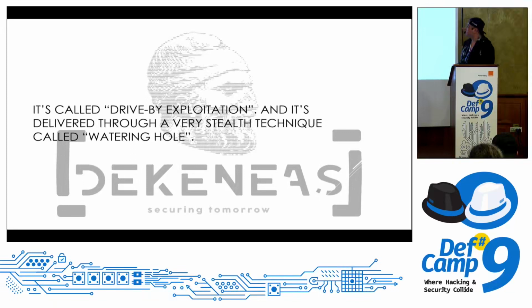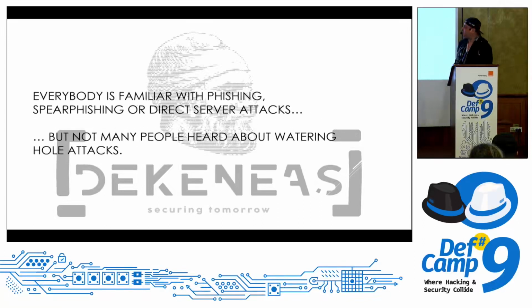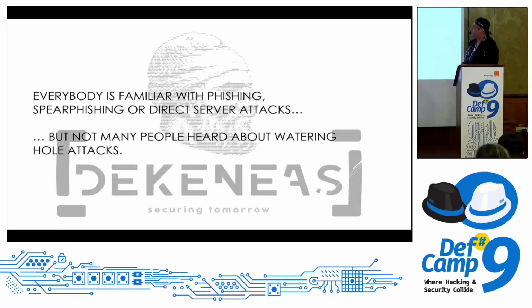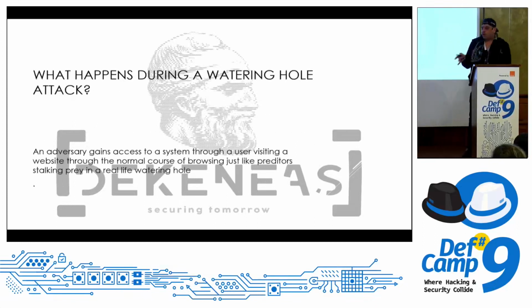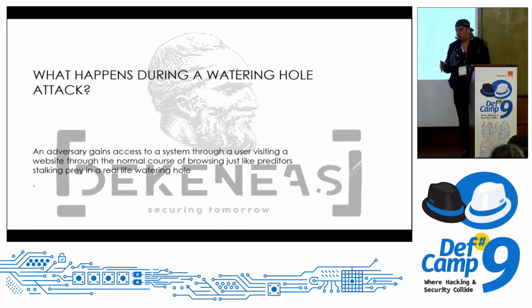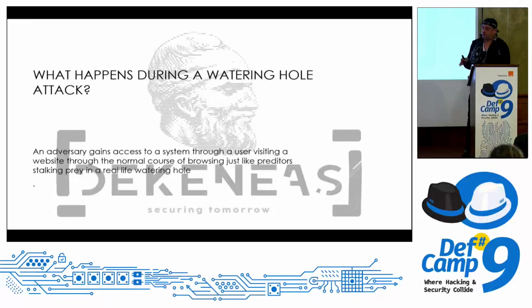It's called drive-by exploitation. It's delivered through a very stealthy technique called watering hole. Some of you might have heard about it, but most people haven't. Everybody's familiar with phishing attacks, spear phishing, or direct server or services attacks, but not very many people have heard about watering hole attacks. So, what happens during a watering hole attack? Basically, an adversary gains access to a system. Instead of attacking the servers directly, he attacks a user visiting a website through the normal course of browsing, just like predators stalking prey at a real-life watering hole.